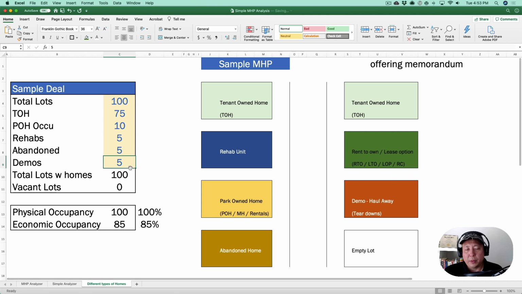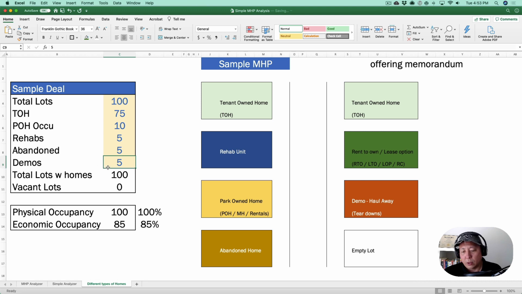If you have demos, eventually you're going to have to deal with a demo. So let's say once you get rid of those demos, then you'll have empty lots, because now those demos have been hauled away, and now you have 5 empty lots which you have to fill up with new homes, hopefully, or bring in used homes or something along those lines. If they're abandoned and you end up just getting rid of them, then now you have 10 vacant lots, 90 lots with homes on them and 10 vacant lots.